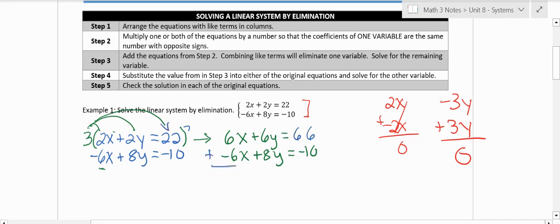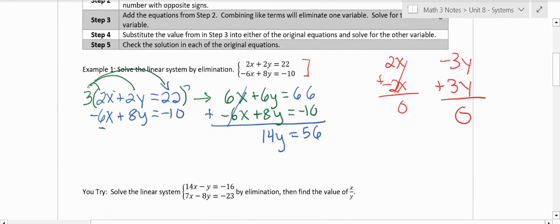So now when we go ahead and look at this, we have a pair of opposite terms here. So when I add up 6x and negative 6x, those become a 0. 6y plus 8y is going to be 14y. And 66 plus negative 10 is 56. We can then go ahead and finish solving it out. So I'm going to divide by 14. I'm going to get y is equal to 4.